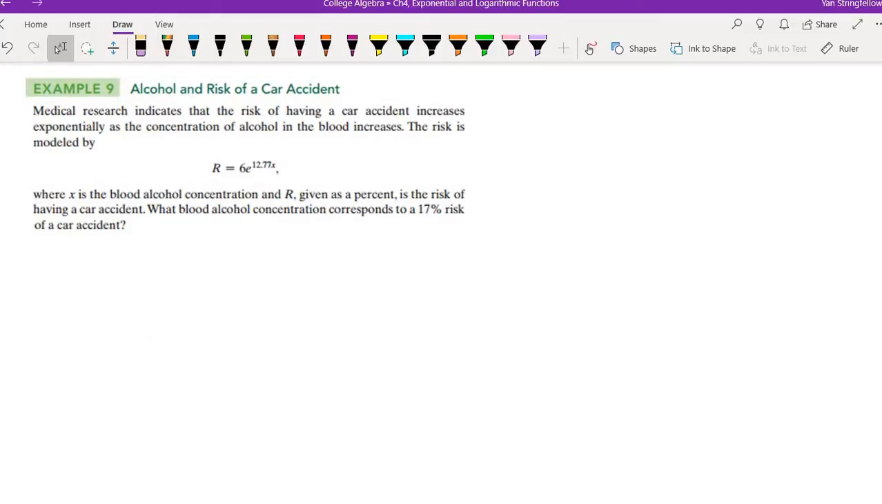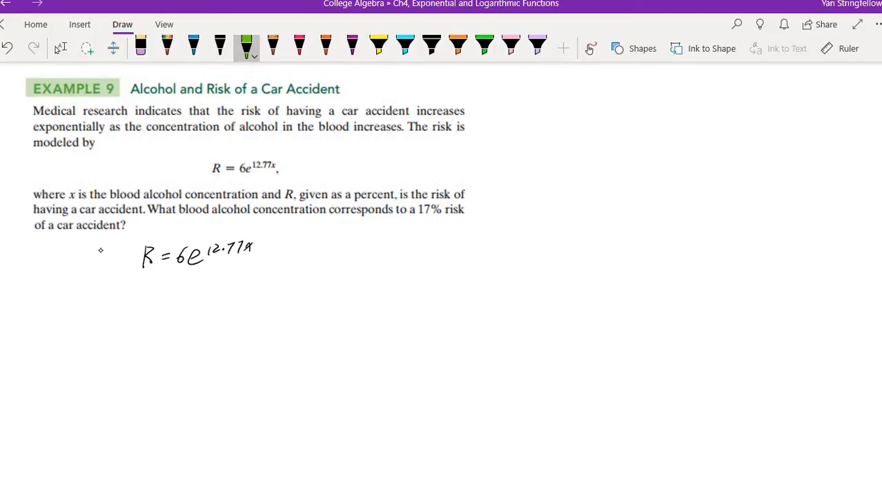Alcohol and the risk of a car accident. You can pause it and then read the question. All they're saying is, I gave you a model. Okay, this is given to you: R equals 6 e to the 12.77x. You have to know what our x is and what our r is.